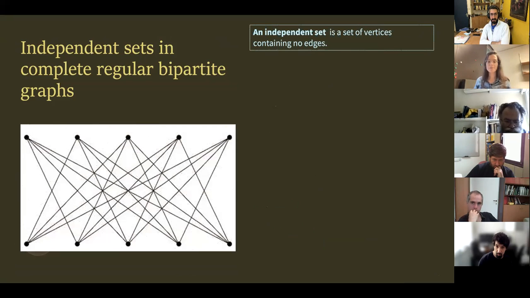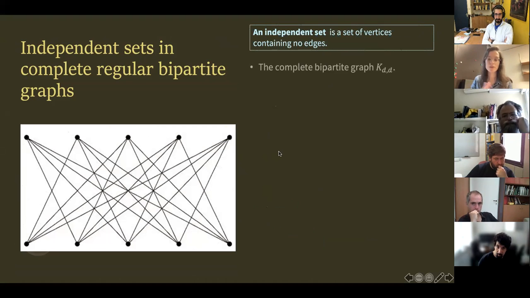Okay, so now that we have this, let's start with some very simple examples. The first example is very, very simple. I want to consider the complete bipartite graph, K_{d,d}. It's a bipartite graph, so we have two sides and all the edges between them because it's complete. And I want to start by counting the independent sets here, which is a very easy task.